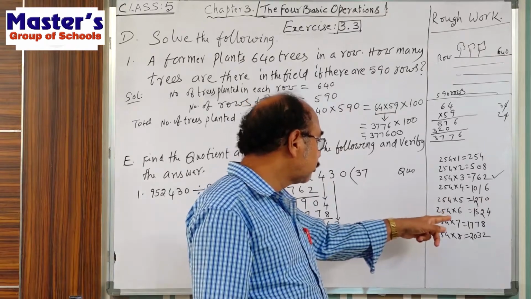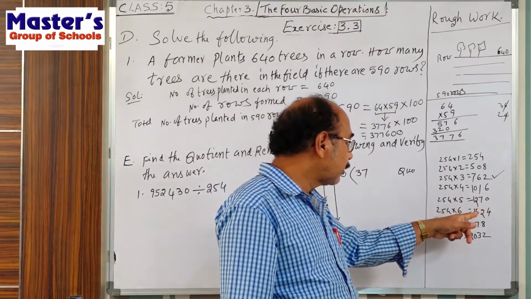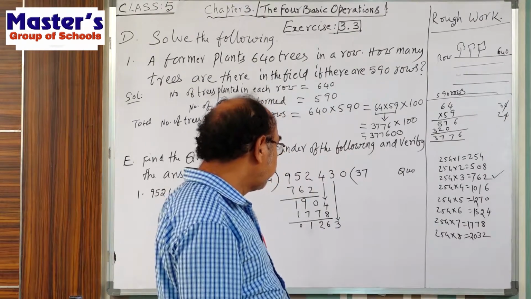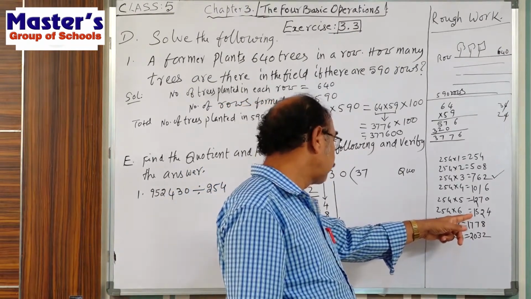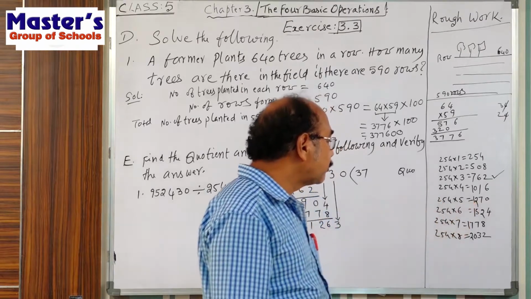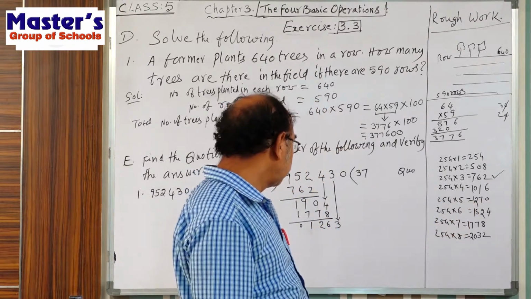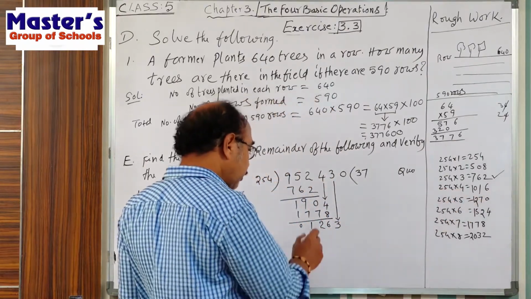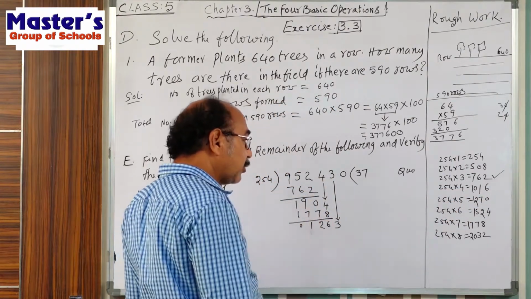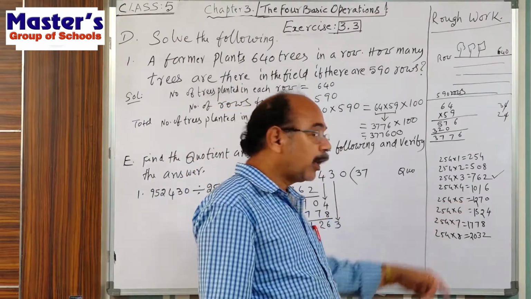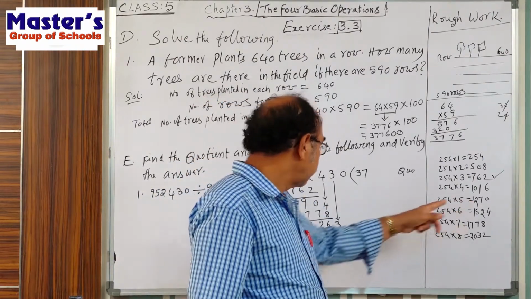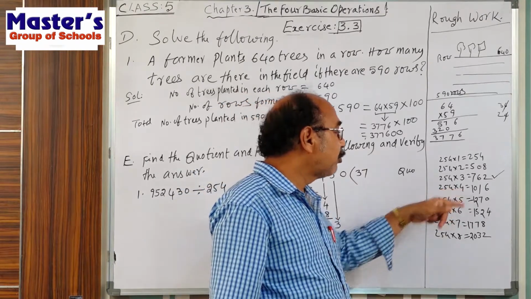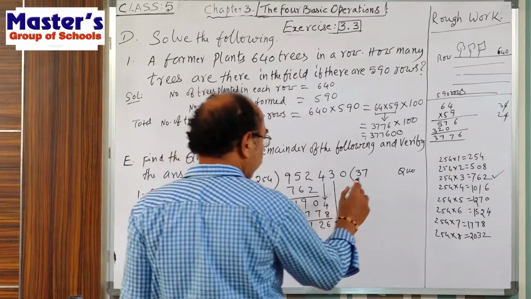5 times means 1200 and 1524. 1524 is a big number. That's why how many times? Not 5 times. 1270 is also more. This is 1263. Is 5 times possible or not? Not possible because this is a big number and this is a small number. That's why you select 4 times.